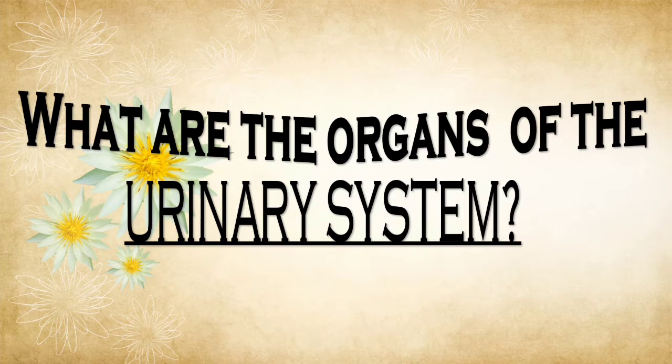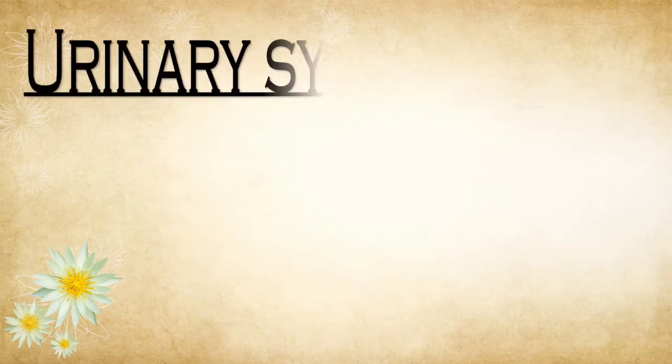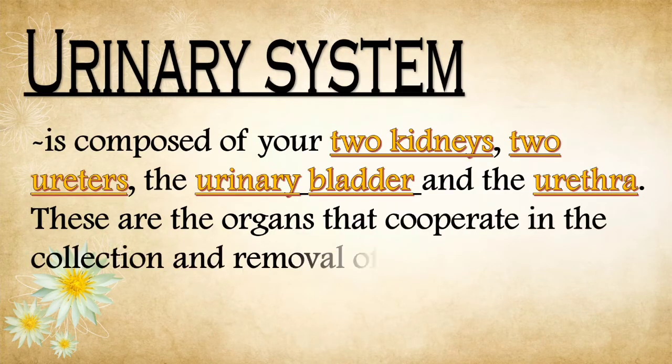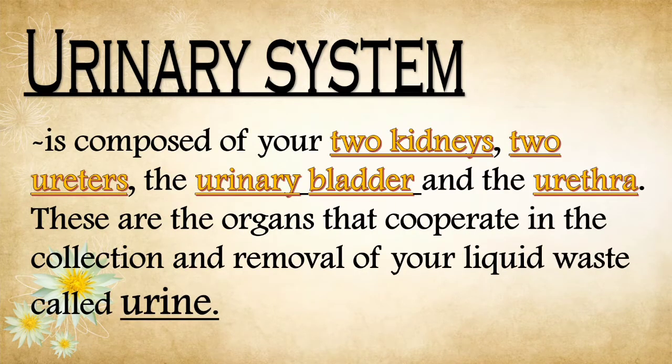So first, we have to discuss what are the organs of the urinary system. Let's define first the urinary system. The urinary system is composed of your 2 kidneys, 2 ureters, the urinary bladder, and the urethra. These are the organs that cooperate in the collection and removal of your liquid waste called urine.